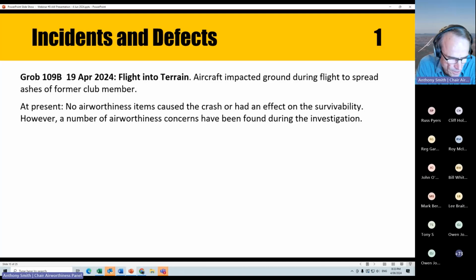I've got to put a few edits in there for my contribution over the next few days. So at the present time, there are no airworthiness items that have been identified in the cause of the crash or the effect on the survivability. However, we've come across a number of airworthiness concerns during the investigation, and we will be dealing with those in the coming months, and I'll probably talk about them in the November webinar. Depending on how things go, there might even be a bespoke webinar for this particular event.